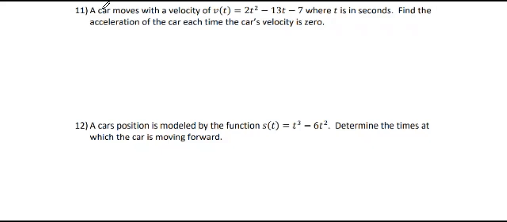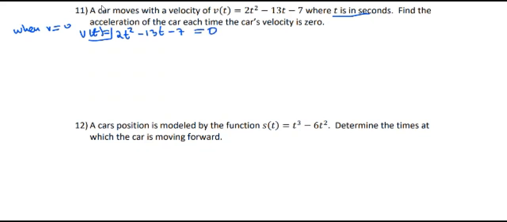So a car moves with a velocity v equals 2t squared minus 13t minus 7, where t is in seconds. Find the acceleration of the car each time the velocity is 0. So first we need to find when the velocity is 0. So when v equals 0, we have v of t equals 2t squared minus 13t minus 7 equals 0.